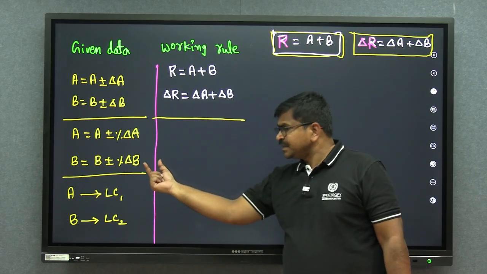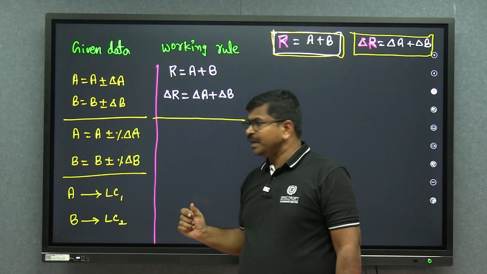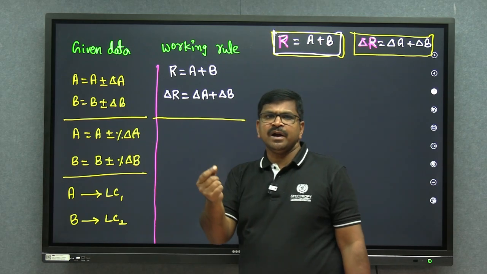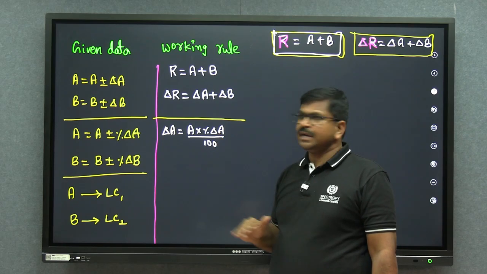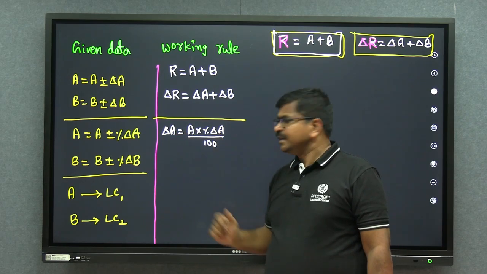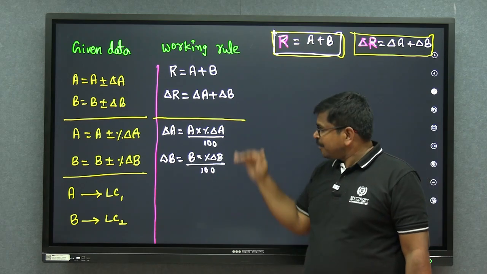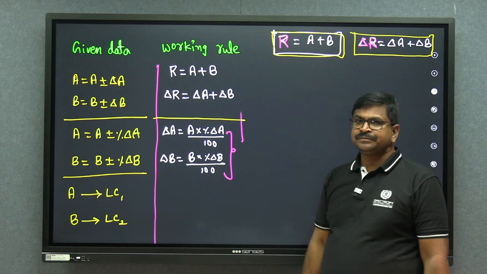But for this, I need to process. I need to do one more step here to find out delta A. What is delta A? Multiplication of the given values divided by 100. So A into percentage divided by 100. That will be my absolute error delta A. Same, delta B equal to B into percentage delta B by 100. After getting delta A, delta B, take these values and substitute here.